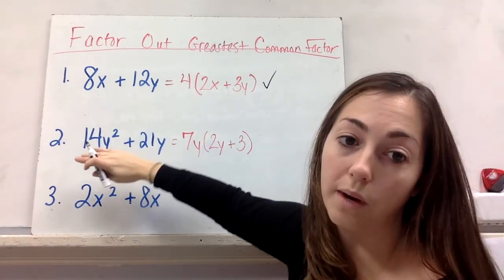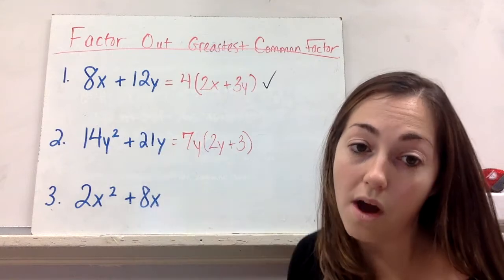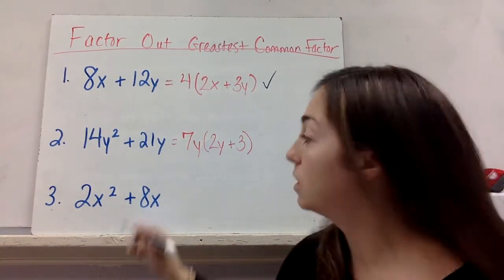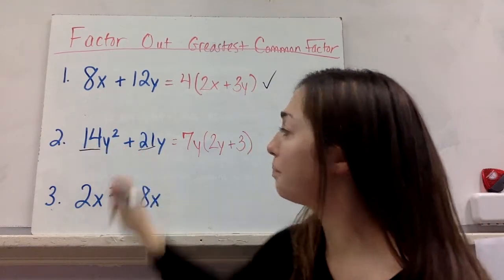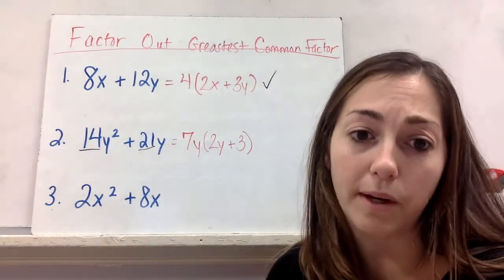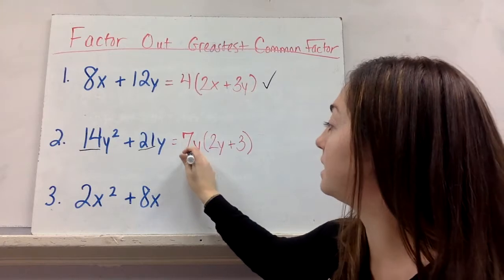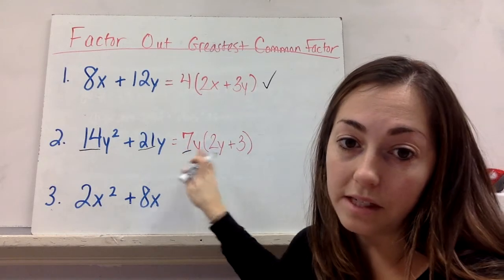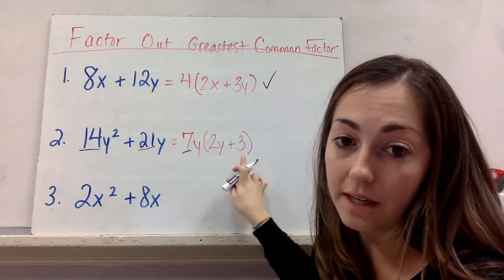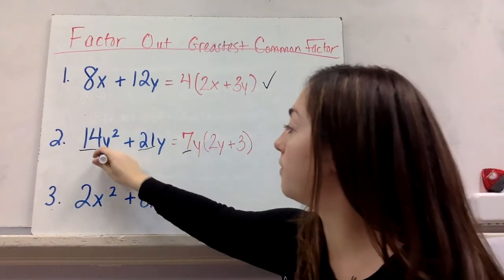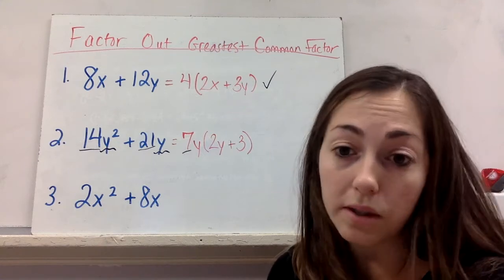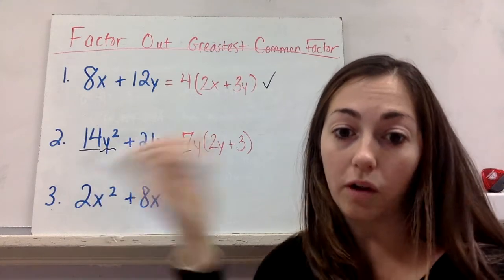For here, number 2, I have 14y squared and 21y. Well, now I've got variables that I can pull out and numbers. So let's start with the numbers first. Between 14 and 21, what's my greatest common factor? Well, that's a 7. So when I factor out 7, 14 divided by 7 is 2, and 21 divided by 7 is 3. So now I got to look at my variables between y squared and y. What's the most I can pull out? Well, it's always going to be the smaller amount because I can't pull out a larger amount.